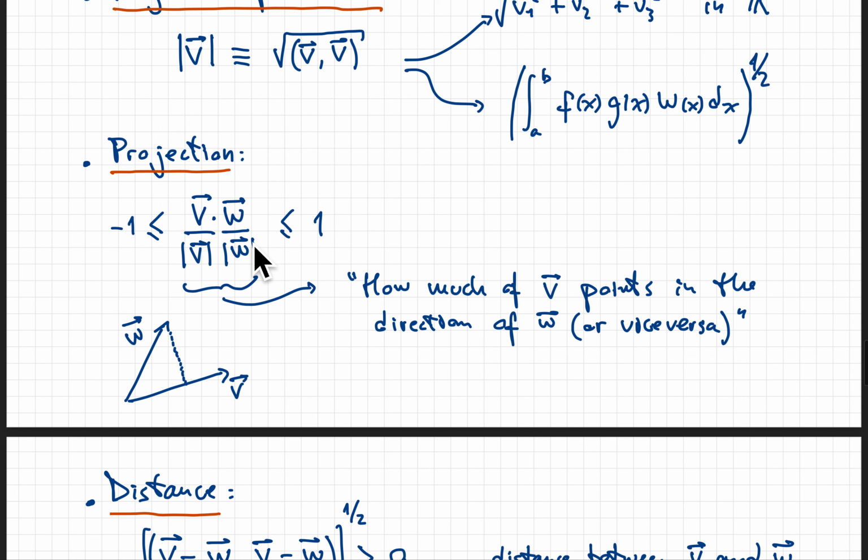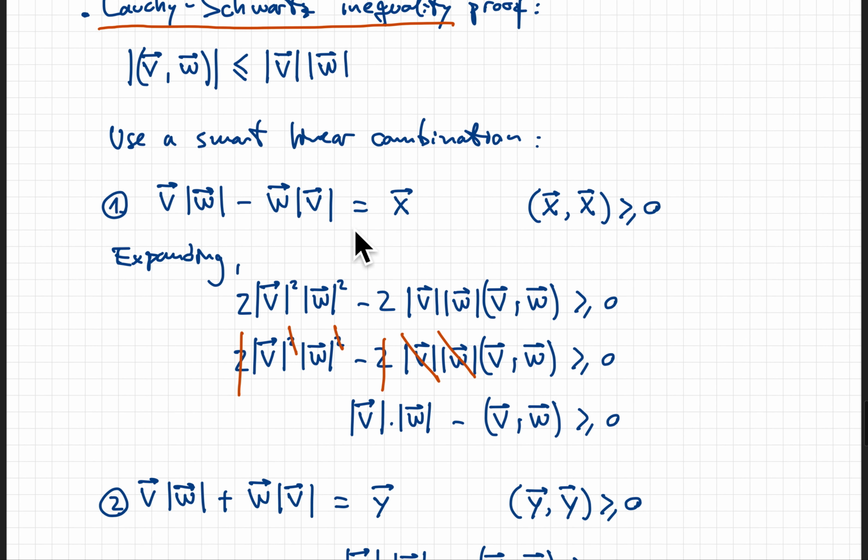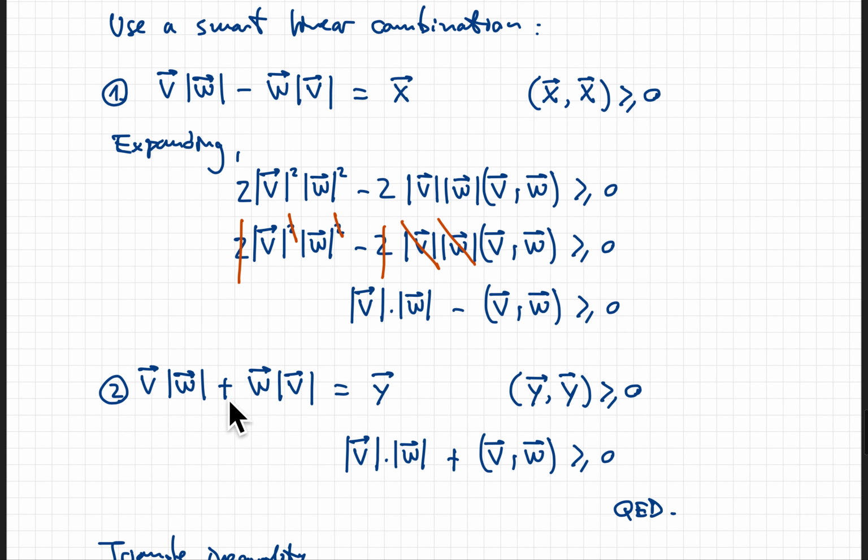Now, what about the other one? What about the fact that v dotted with w is greater or equal than the magnitude of v times the magnitude of w with the minus sign in front? So can we prove that? Yes, it's the same type of proof, but now you have to use a plus sign for your smart linear combination, and let's call that vector, I'm sorry, y.